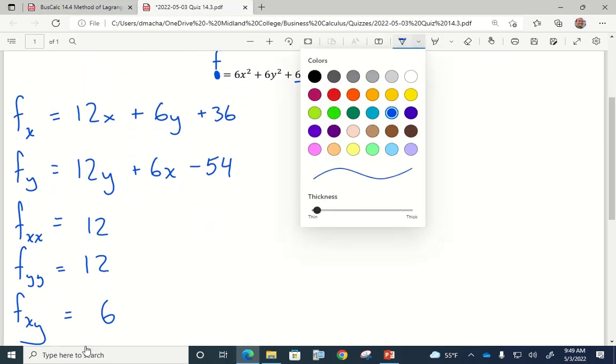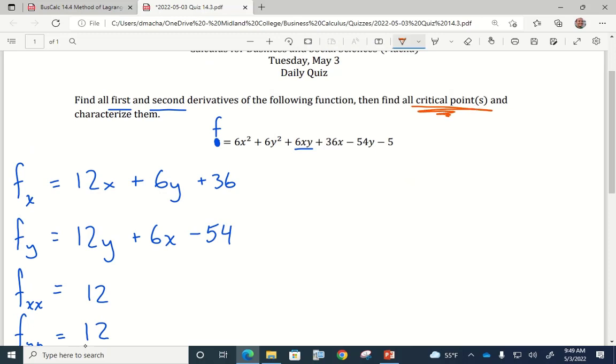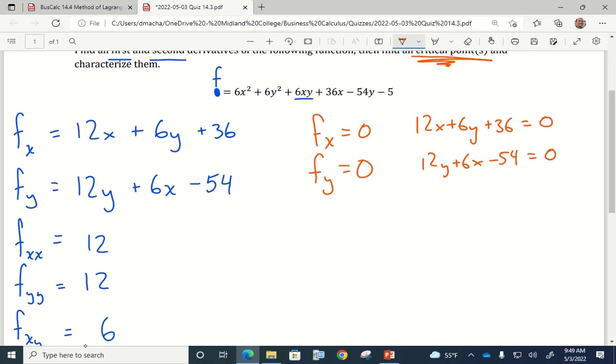The critical points, those are the points where both of my first derivatives are equal to 0. So critical points are where this thing is equal to 0 and that thing is equal to 0. So I can write 12x plus 6y plus 36 equals 0, and also 12y plus 6x minus 54 is equal to 0. And this gives me a system that has 2 equations and 2 unknowns, so I should be able to solve it. I'm going to divide both equations by 6 because everything is a multiple of 6 here.